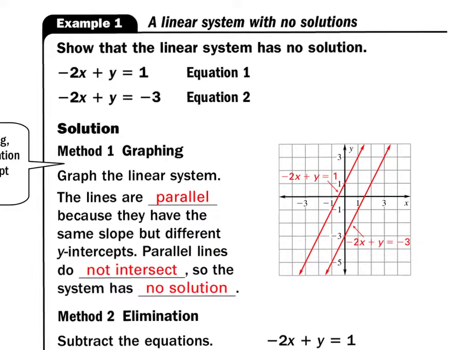And in equation 1, we're going to move the negative 2x to the right side, making it positive. So it's going to be y equals 2x plus 1. And in equation 2, same thing. We're going to move the 2x to the other side, and that'll give us y equals 2x minus 3.